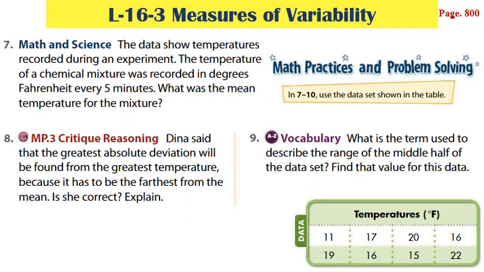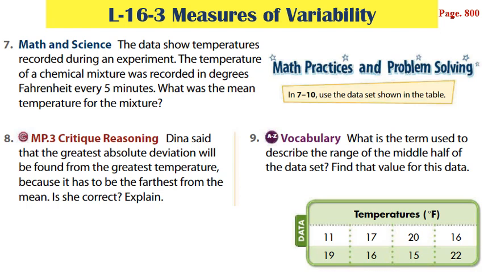Now, let's solve some problem-solving questions. Let's open page 800 now. Are you ready? Very good. Read the direction. In 7 to 10, use the data set shown in the table. Okay, we have the following data table in which temperatures, in degrees Fahrenheit, are given: 11, 17, 20, 16, 19, 16, 15, 22. Let's solve all the questions 7 to 10 together.